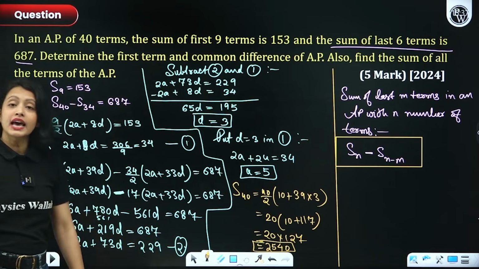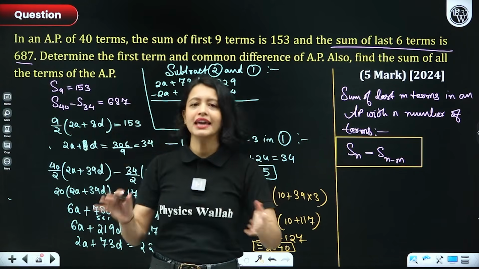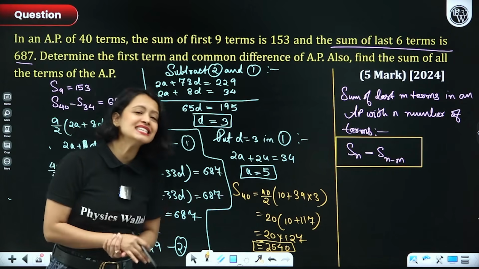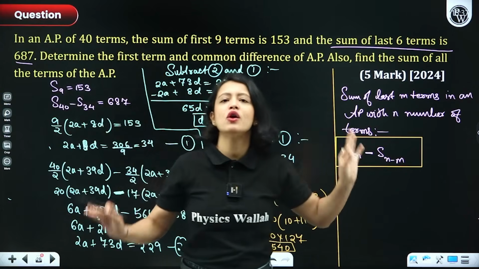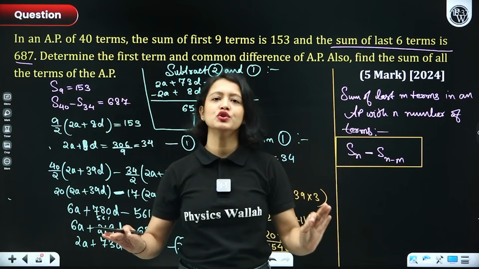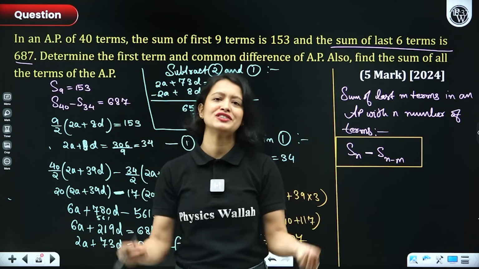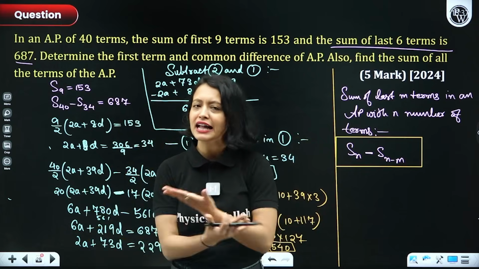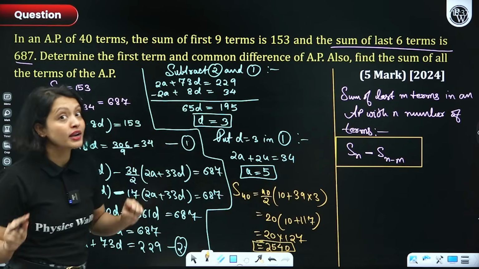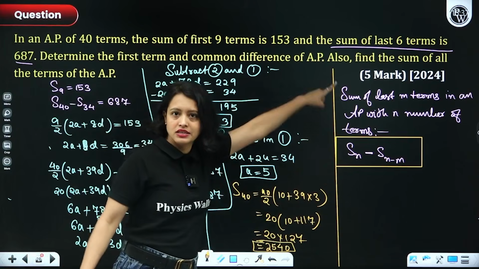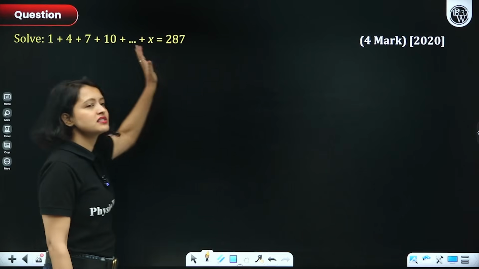Okay. So yes, it was quite a long question, but the main part in this question was understanding how to write the sum of last 6 terms. Because apart from that, the only thing you had to do was form 2 linear equations and solve those linear equations for the value of A and D. That's it, guys. That's all you had to do, right? So remember, the important part was knowing this. That's it. Chalo ji, with that, let's move on and discuss this problem.